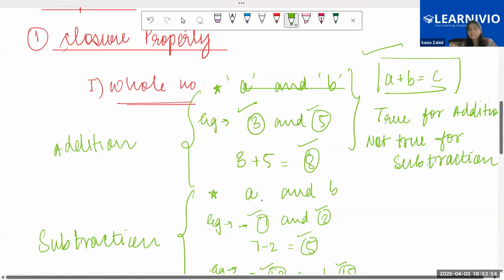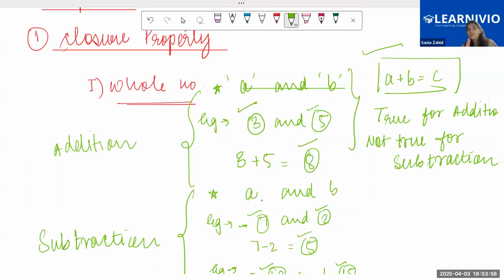The closure property states that if you have two numbers, whatever operation you are performing on them, the answer should be a similar pattern of number only. For example, if you're adding two whole numbers, the answer should be a whole number. You're subtracting two whole numbers, the answer should be a whole number. You're multiplying, you're dividing, you're doing anything to those two whole numbers, you should get a whole number only. So for whole numbers, only addition and multiplication will follow the closure law. Subtraction and division do not follow the closure property. Is this clear? Yes, ma'am.